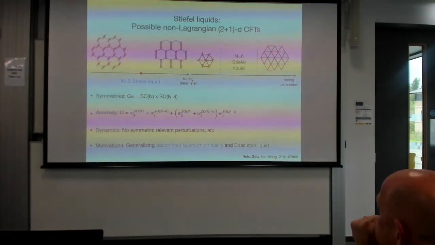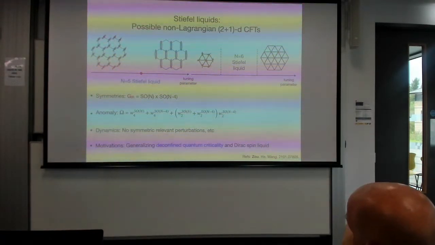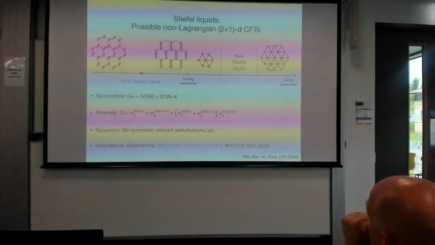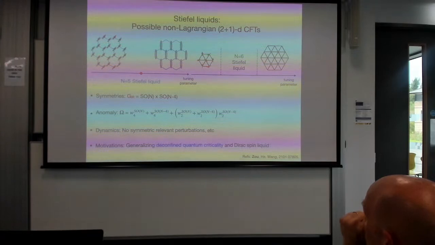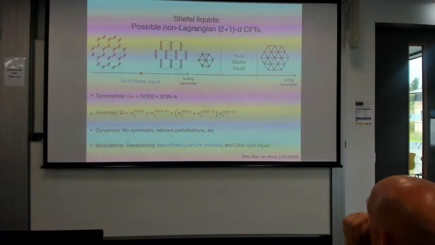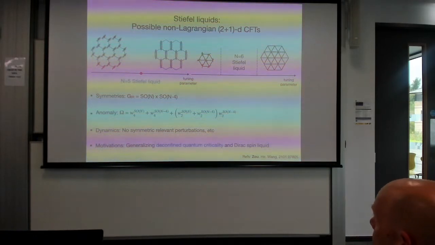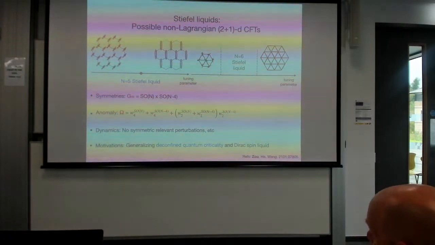I want to apply this framework to the spherical liquids. Spherical liquids are some quantum states of matter proposed in this paper. They are supposed to be 2+1 dimensional pseudo-conformal theory or conformal theory. Because I think I need to go faster.